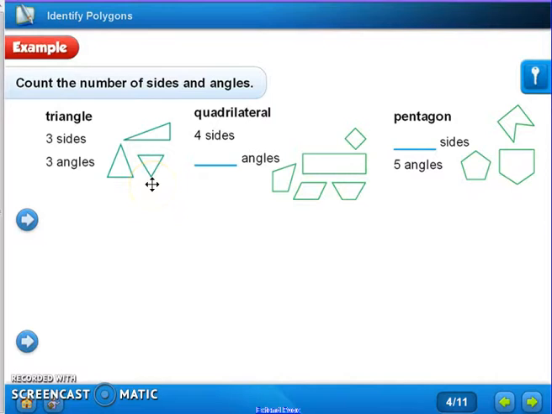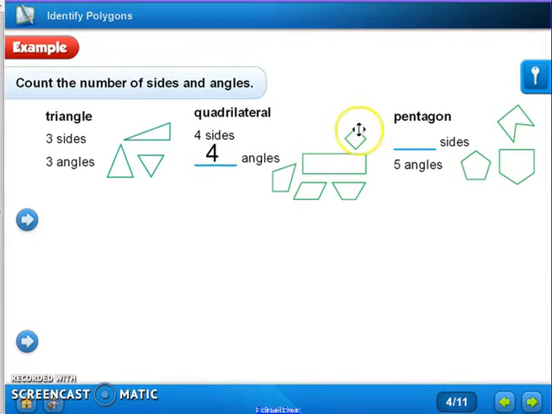So here we're seeing many different polygons, and we're going to learn that the number of sides and angles that a shape has is what gives it its name. So a triangle comes from the word tri, or the prefix tri, which means 3. It has 3 sides and 3 angles, and that's therefore why it's called a triangle. Quadrilaterals have 4 sides, and let's count. 1, 2, 3, 4. Oh, get it.